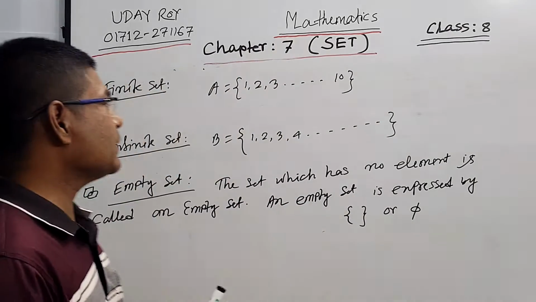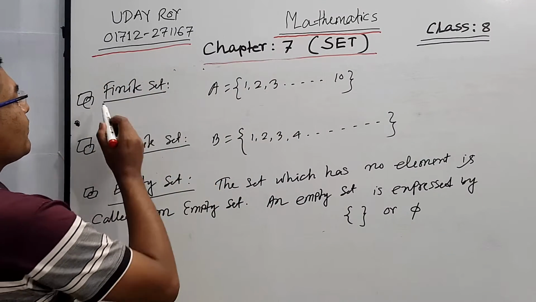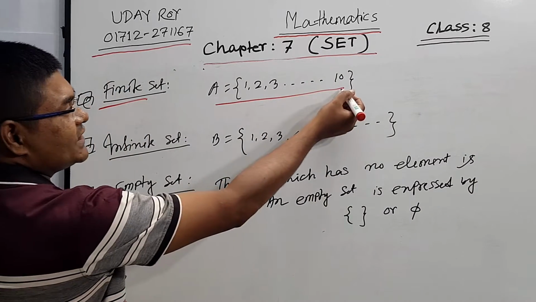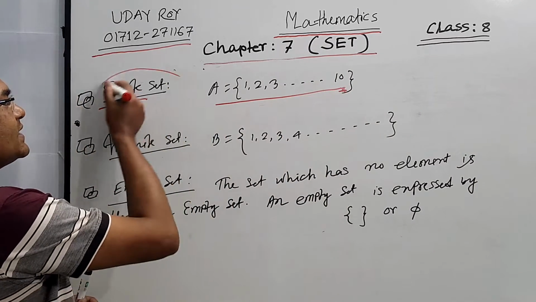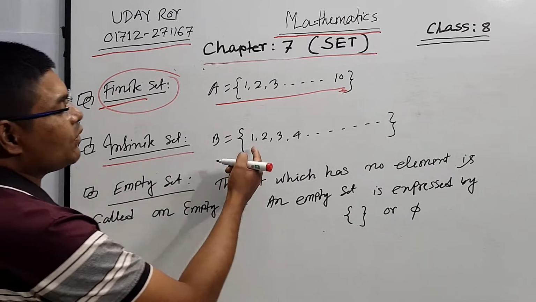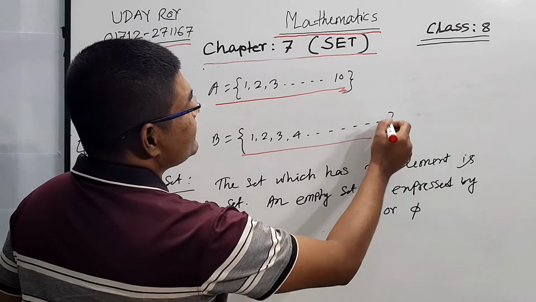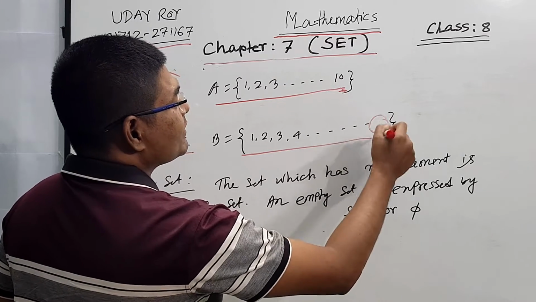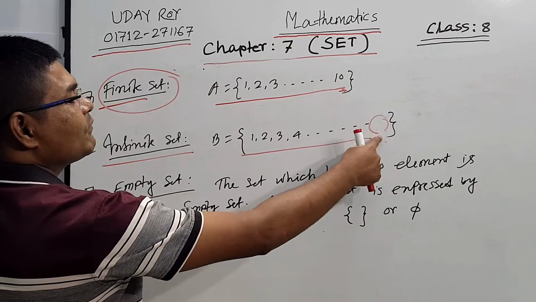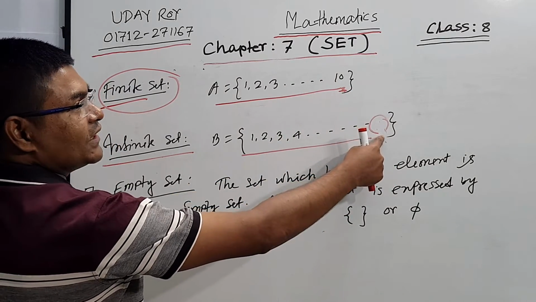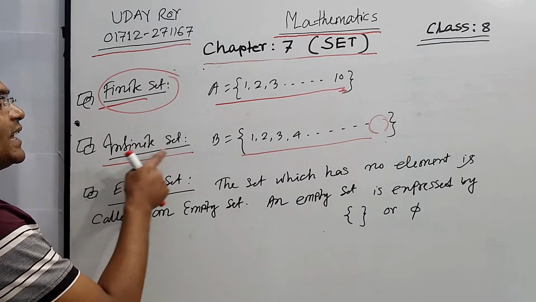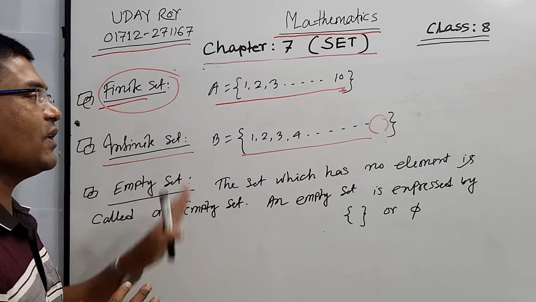Please follow the board. You can say finite set: 1, 2, 3, dot dot up to 10. Here the elements are fixed, so this is a finite set. And for the infinite set, here B equals 1, 2, 3, 4, and it has no end. The elements are not fixed. For this one there is a 10, but here there is no 10. The elements are not fixed, so we can say this is an infinite set. I think you have got it.